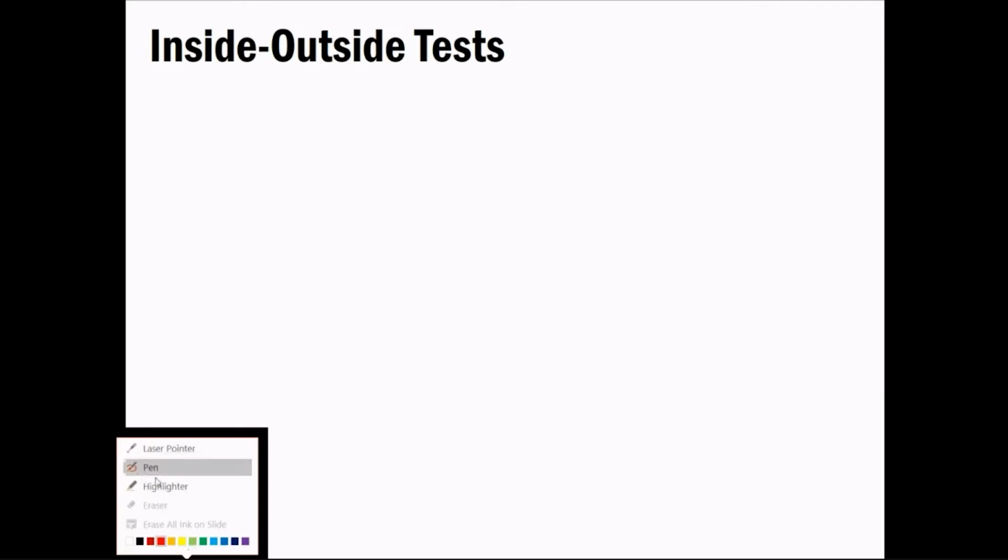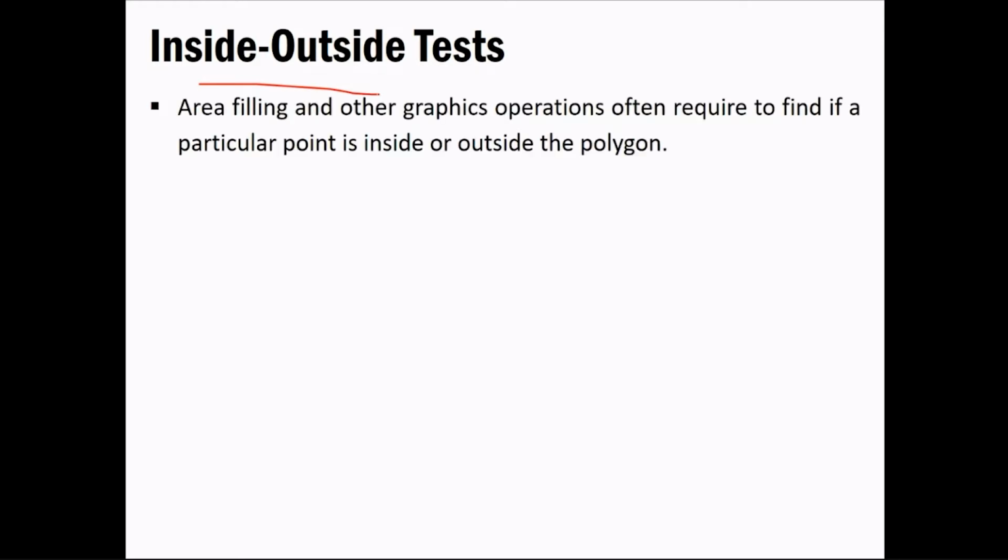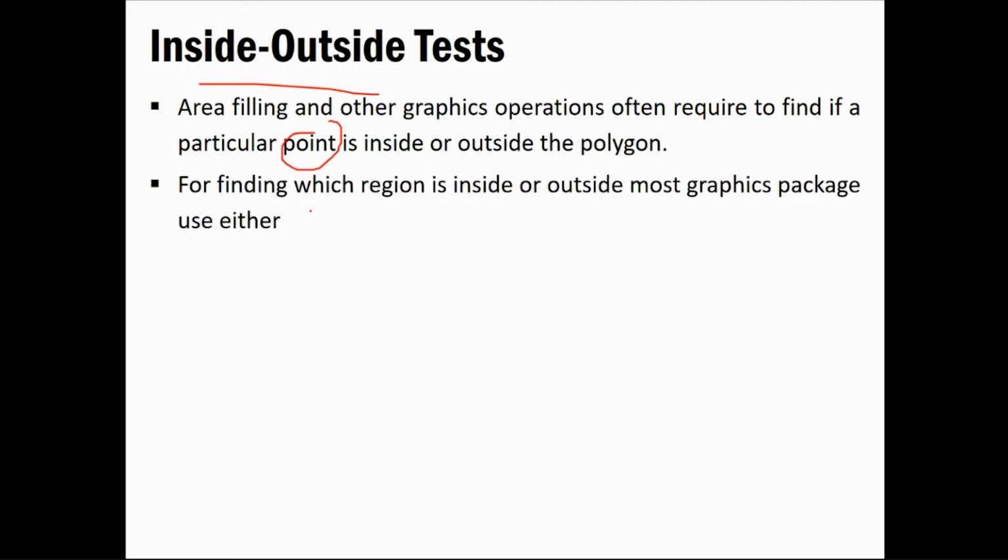Now we have this thing, the inside outside test. It says that area filling and other graphics operations often require finding if a particular point is inside or outside the polygon. So we need to know about the point, whether it is inside or outside. We'll be dealing with a few things by which we can say that this point is inside or outside. Let me just check everything is going fine. Yeah, fine. So we are dealing with one point and we want to know whether it is inside or outside of the polygon area. Similarly we can use it for so many things if we know this.